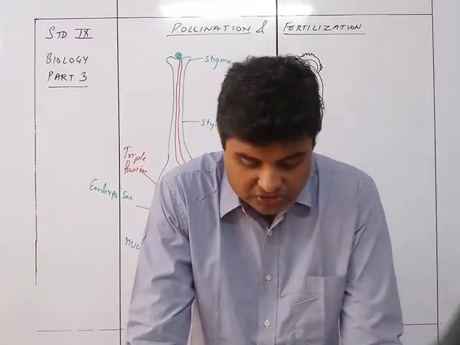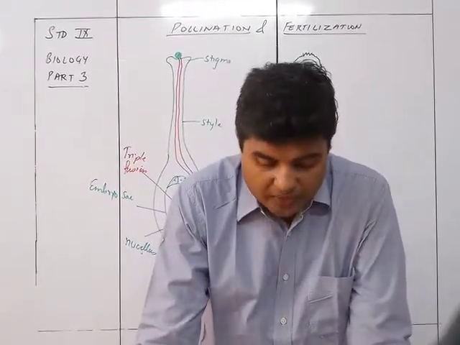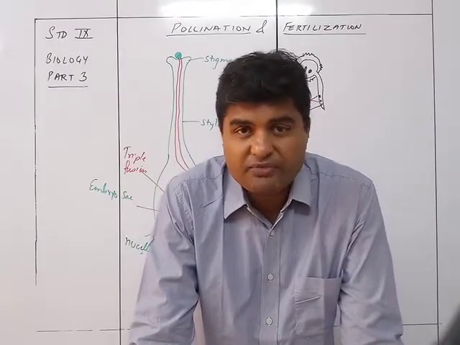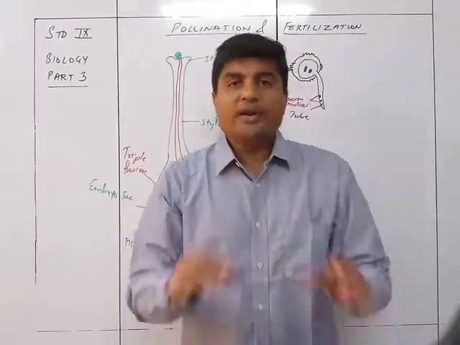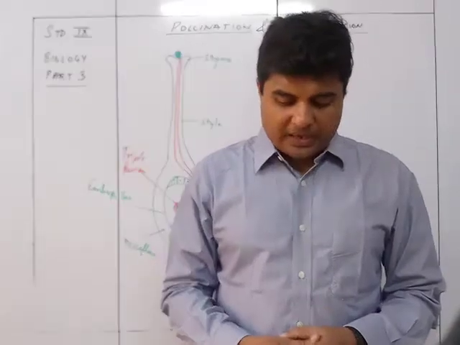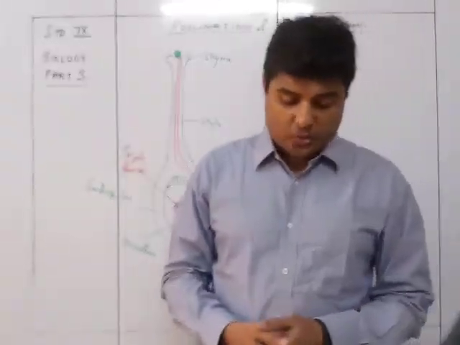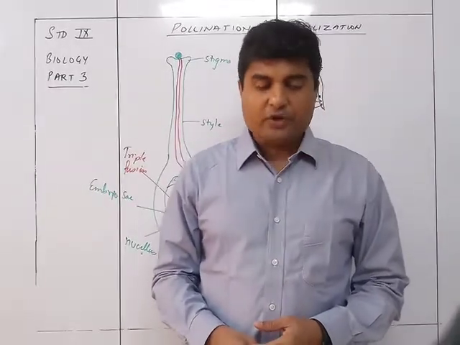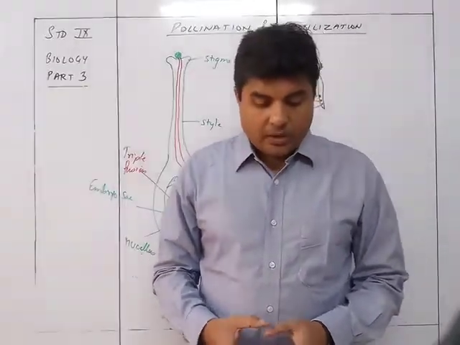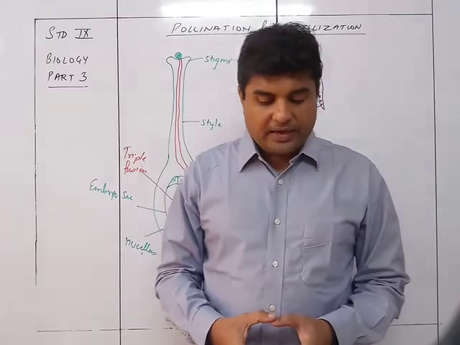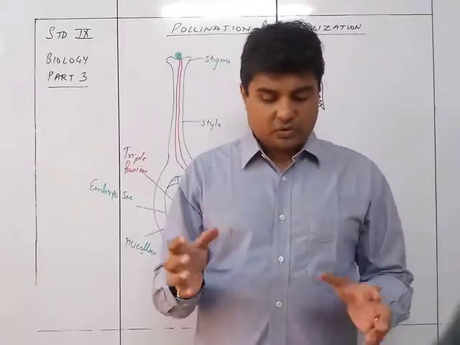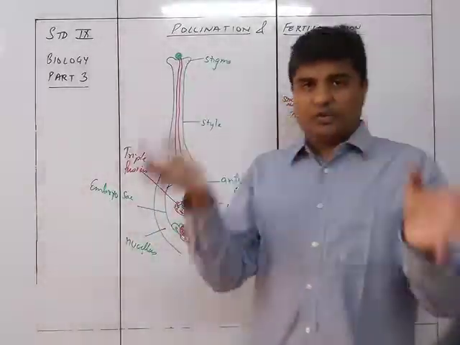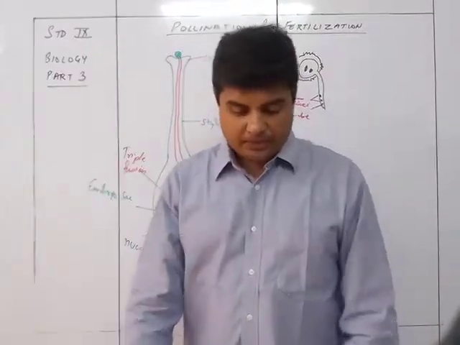So the fate of the various parts of the ovary after fertilization during the formation of seed is as follows. Ovary forms the fruit. Ovary wall is the pericarp. Pericarp is the outermost part, that is, the pericarp is the ovary wall. Ovule forms the seed. Placenta is the stalk of the seed. Outer integument and inner integument are the seed coats. The integuments form the seed coat, that is the testa and the tegmen.